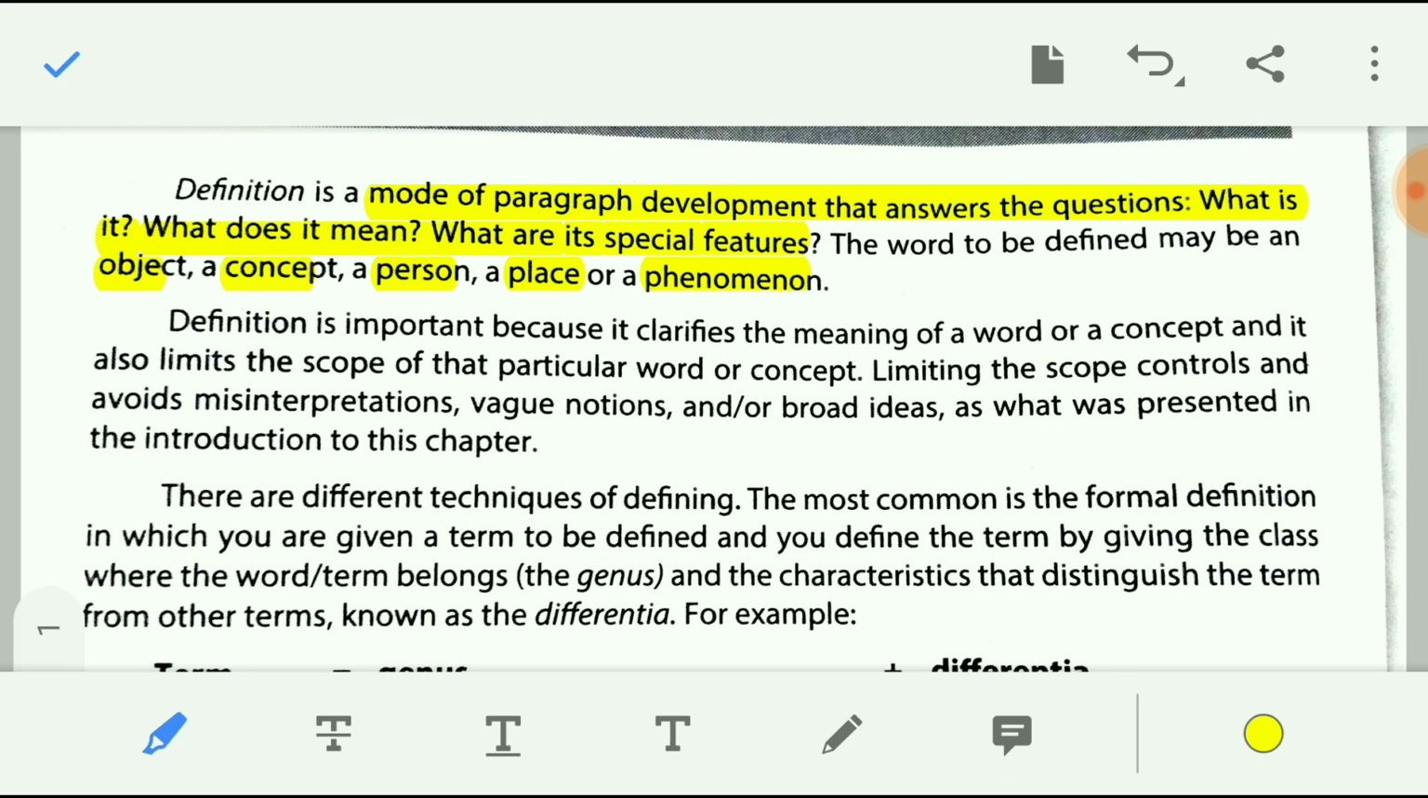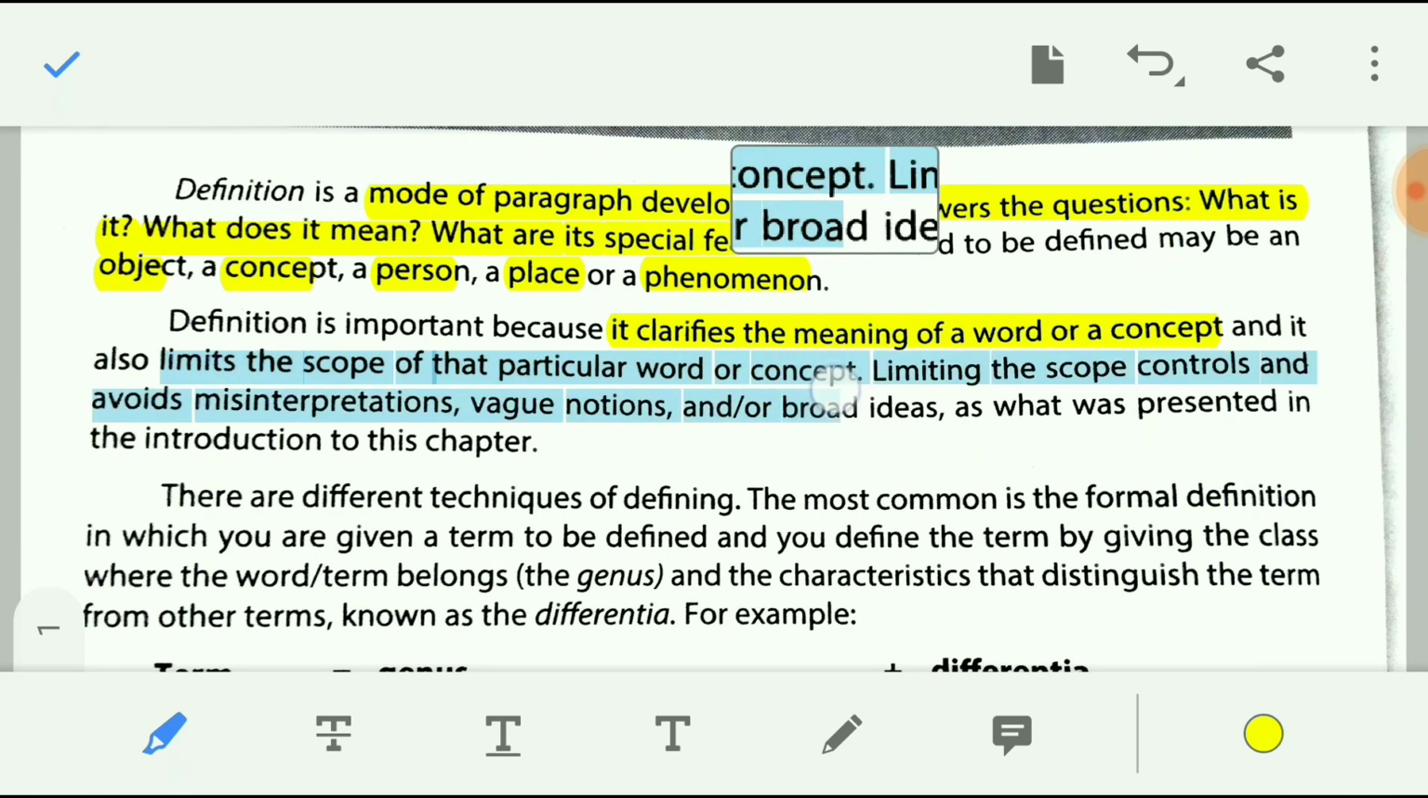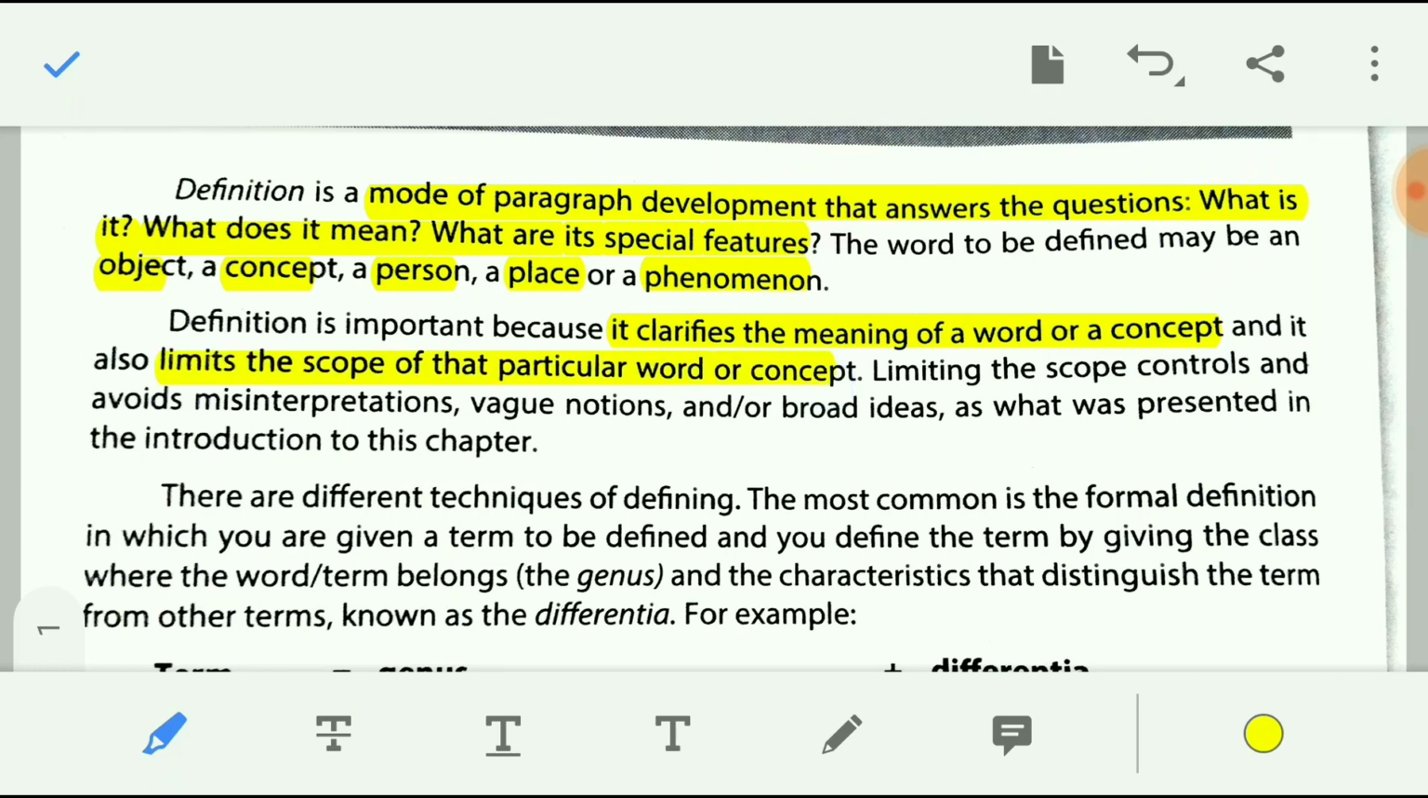Why is definition important? It is important because it clarifies the meaning of a word or a concept, and it also limits the scope of the particular word or concept. Bakit kailangan mong ilimit? Why do we have to limit? It is because a word can have different definitions depending on the area of expertise and depending on what angle you would like to focus its meaning. So it is important that we limit the scope so that we can control and we can avoid misinterpretations, vague notions, and or broad ideas.